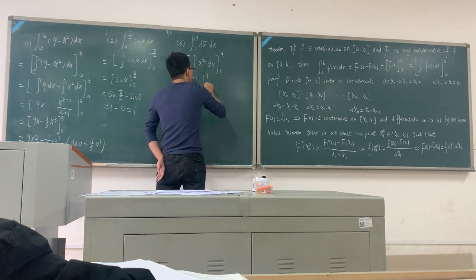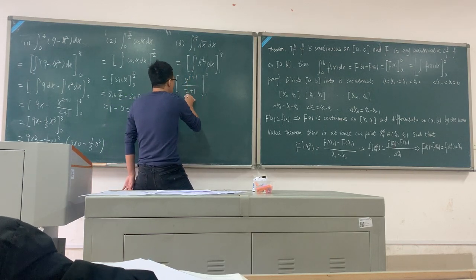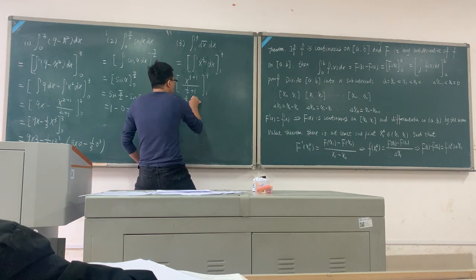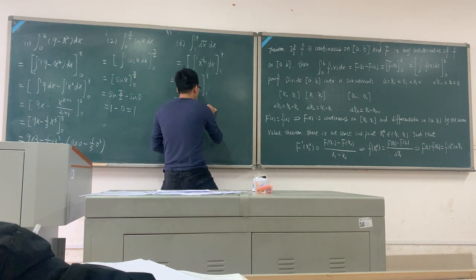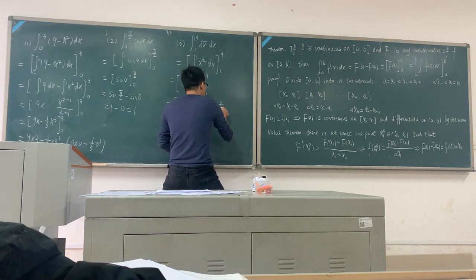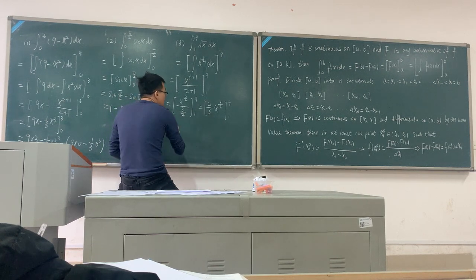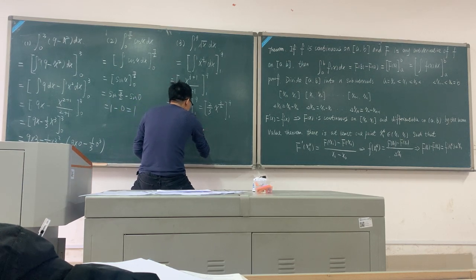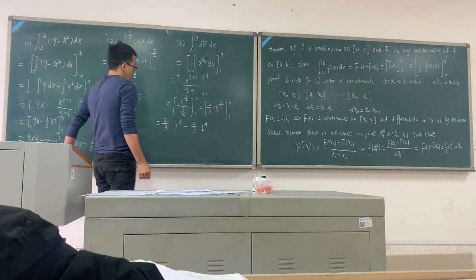Here, from 1 to 9, it equals x to the 1/2 plus 1, which is 3 by 2, divided by 3 by 2. Dividing by 3 by 2 is times 2 by 3. So we have x to the 3 by 2 power, from 1 to 9. So it equals 2 by 3 times 9 to the 3 by 2 power minus 2 by 3 times 1 to the 3 by 2 power.